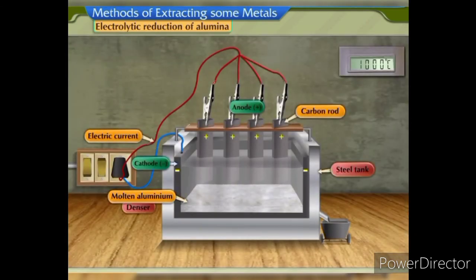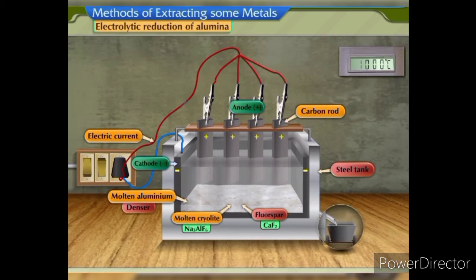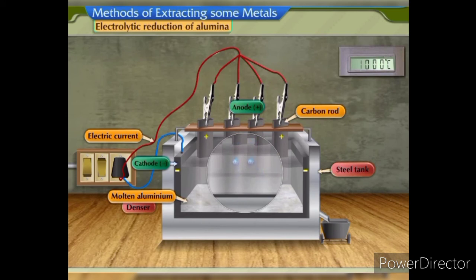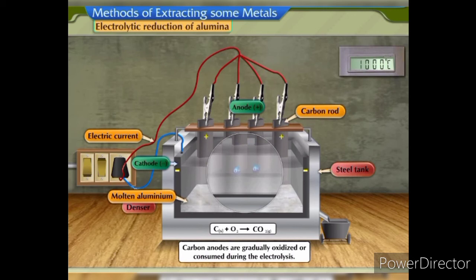Molten aluminium is denser than the electrolytic mixture of alumina, cryolite and fluorspar, hence is collected at the bottom of the tank. It has to be removed from time to time. Oxygen gas liberated at the anode has a tendency to react with the carbon anode itself to form carbon dioxide gas. So the carbon anodes are gradually oxidized or consumed during the electrolysis, and therefore they have to be replaced from time to time. Metals obtained after reduction processes may contain impurities. The process of purifying impure metals is called refining.